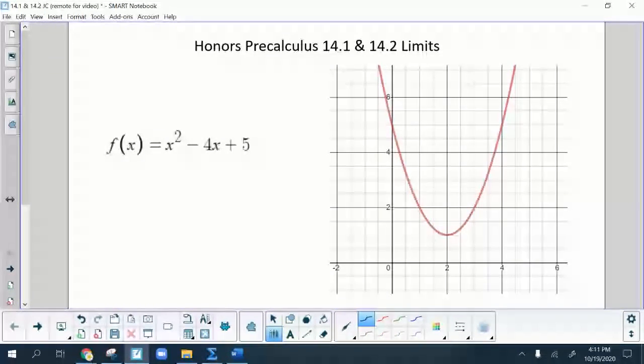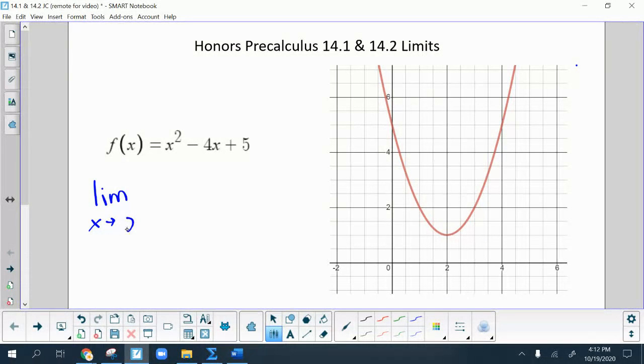So far you've learned about limits primarily with a graph. So for instance, something like this right here. This is the function f of x equals x squared minus 4x plus 5. And if I asked you to find the limit as x approaches 2 of that function, so far you would have looked at the graph and gone, okay, there's x equals 2. The y value there is equal to 1.